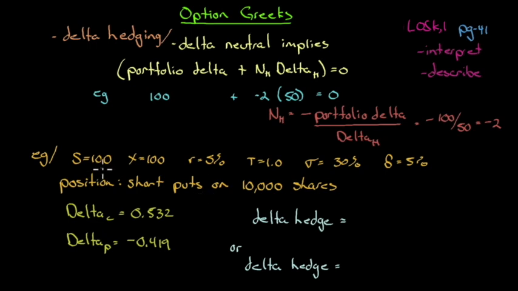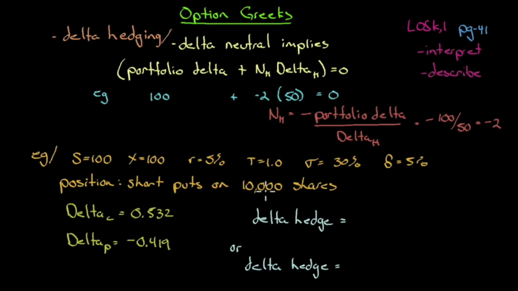So let's say that there's a stock price that is 100. Our puts, because we're short puts on 10,000 shares. Let's say we have an exercise price of 100, so we have at the money puts. R is 5%, risk-free rate 5%. The time to expiration of the options is 1 year. Underlying volatility is 30%, and the underlying has a dividend yield of 5%. We are short puts on 10,000 shares.